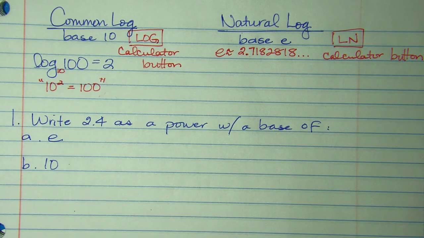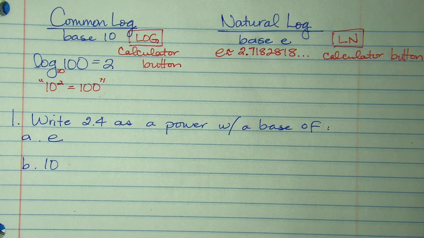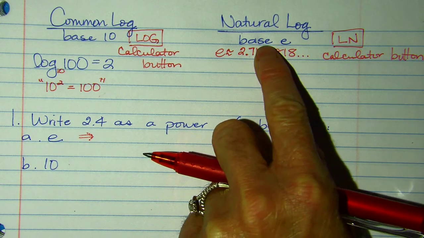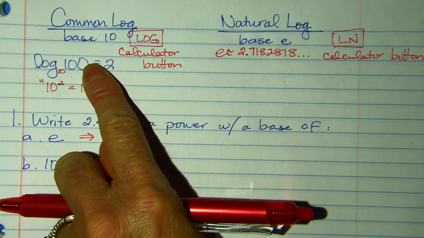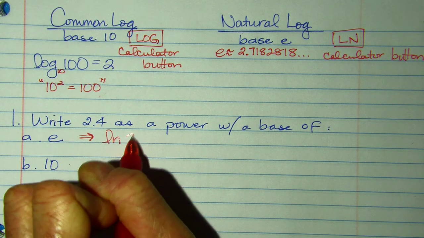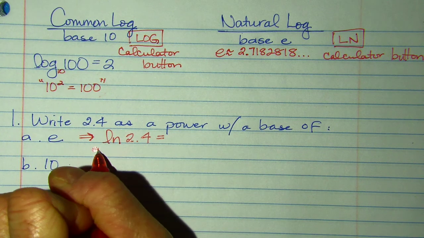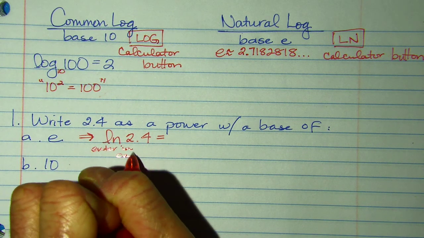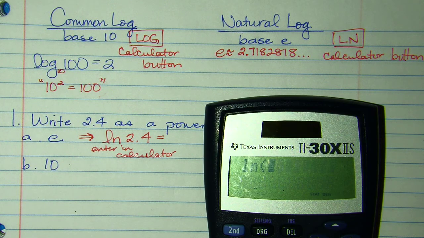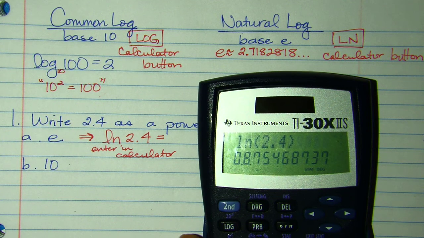All right, so the first thing I'm going to do, if I have e, then I'm going to use the natural log because natural log has base e. I'm not going to use log, that's for the base of 10. So I would write ln, and I'm going to enter this in my calculator. So in my calculator, natural log of 2.4 produces 0.875.